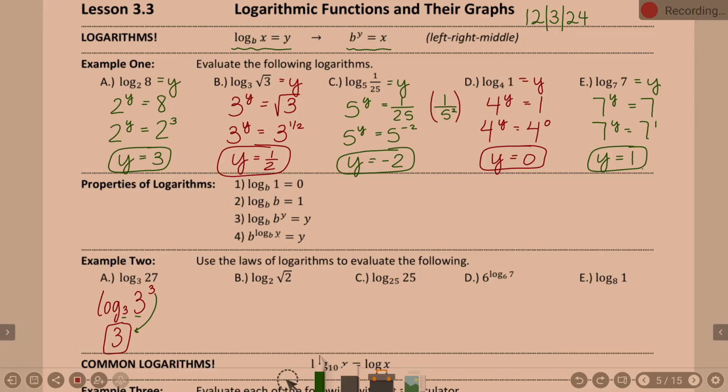It might make more sense on this next one, because this next one is similar. Log base 2 of the square root of 2. Well, what do you know about the square root of 2? How can that be rewritten? 2 to the 1/2. So I can rewrite this as log base 2 of 2 to the 1/2. So what is this log equal to? 1/2, yes? The 2's are the same. Since those 2's match, it's equal to the exponent, which is just 1/2.